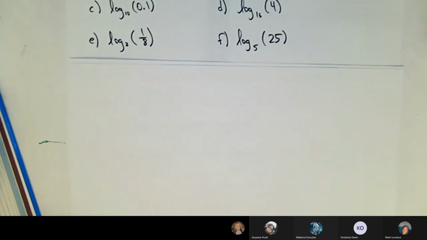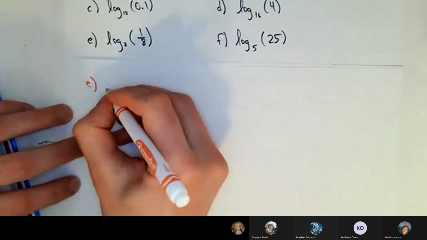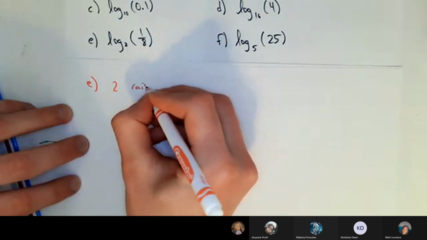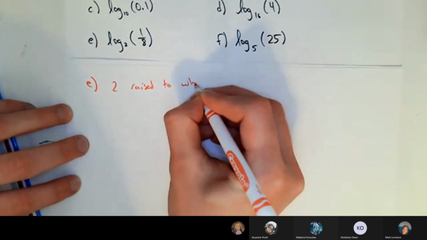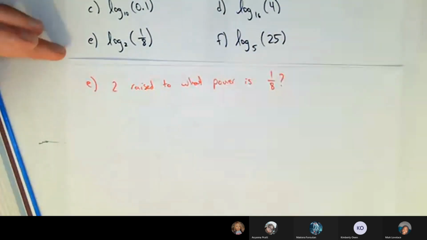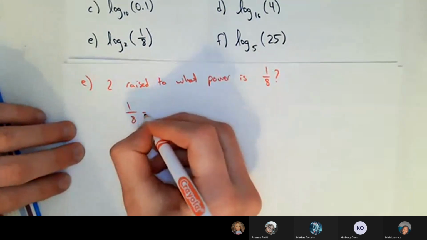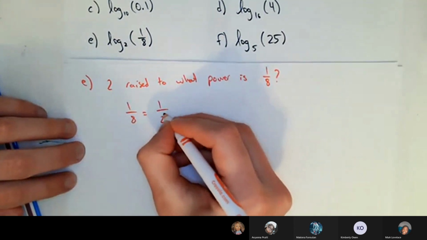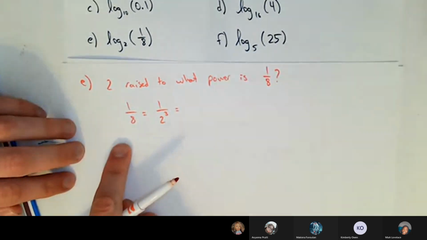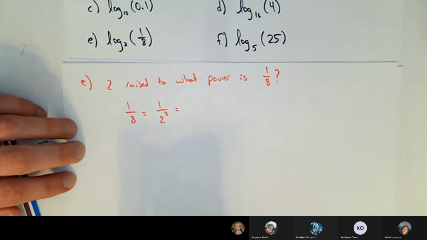Part E is saying log base 2 of 1/8. So I want to know 2 raised to what power is 1/8. So again, a chance to practice exponent rules. You need 1/8 written as some power of 2. So notice that 1/8 is equal to 1/2 raised to the third power. Right, 2 cubed is 8, just keeping them both 1 over. 1/8 is 1/2 cubed. And then now I need to get this as 2 raised to some power.